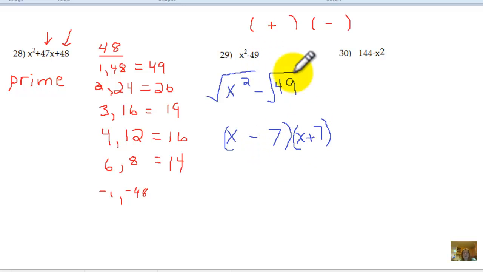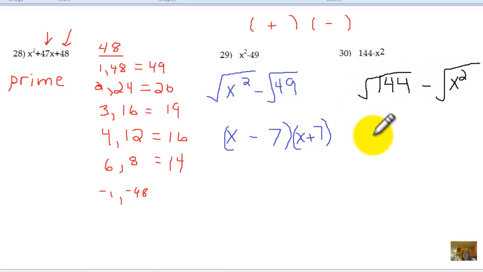And if you did the FOIL, you would come back with this. So once again, the formula is, let's do this one in black, and I'm just going to make it bigger. It doesn't matter whether the x is in the front or not. You're going to take the square root of each of these, and 12 times 12 is 144, so you have 12. Square root of x squared is x, so 12 minus x, factored with 12 plus x, and you will get back 144 minus x squared.